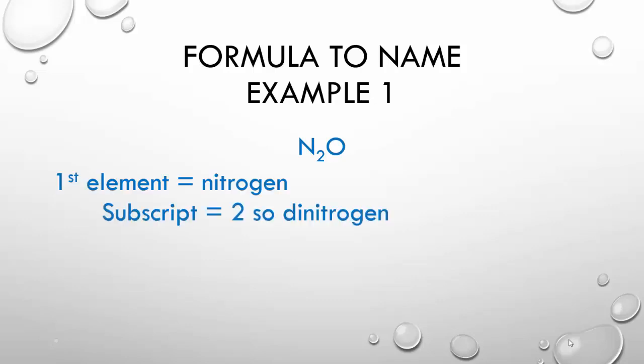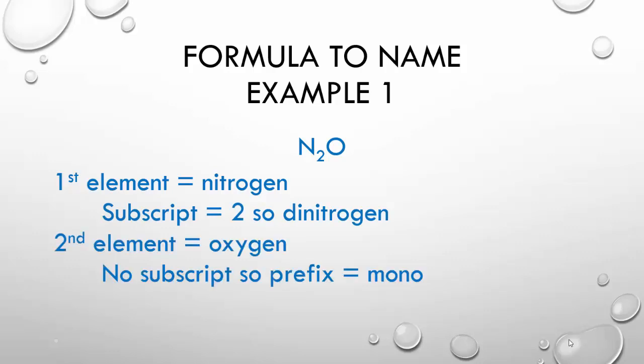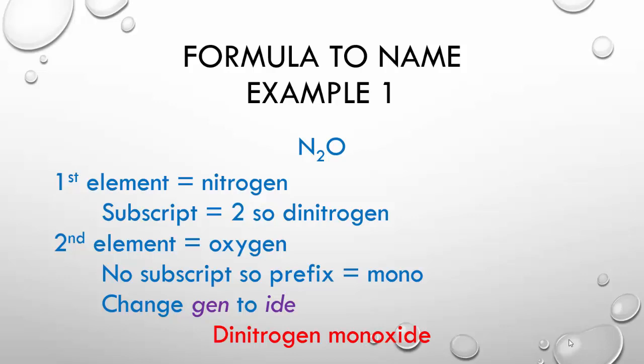So we're going to do some examples, and the first one will be this compound, N2O. The first element is nitrogen. It has a subscript 2, so it's dinitrogen. The second element is oxygen. It has no subscript, so you assume a 1, and it gets the prefix mono. Change the GEN of oxygen to IDE. Put the words together, and you get dinitrogen monoxide.